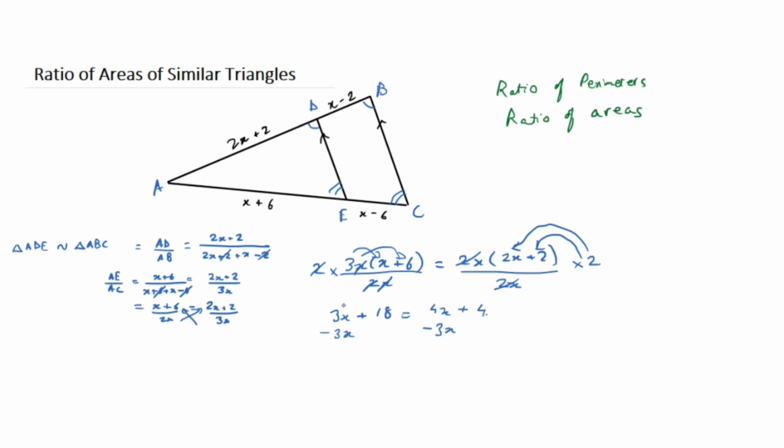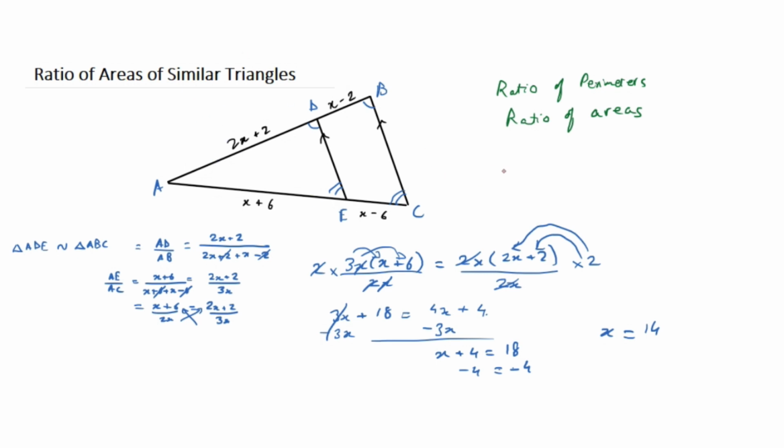This can get cancelled out. So I'll be left with x plus 4. That should give me equal to 18. I can subtract 4 from both the sides. So I'll be left with x is equal to 14. So if x is 14, then we can find the value of all the sides.